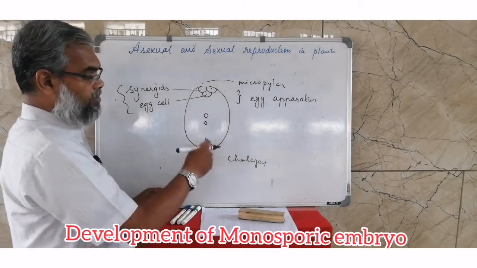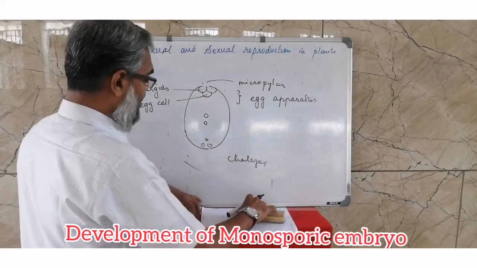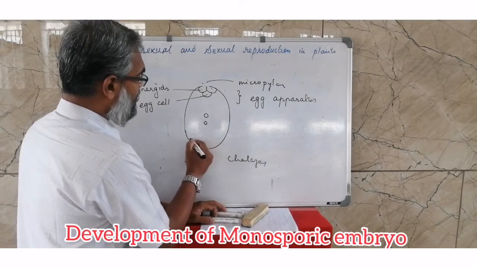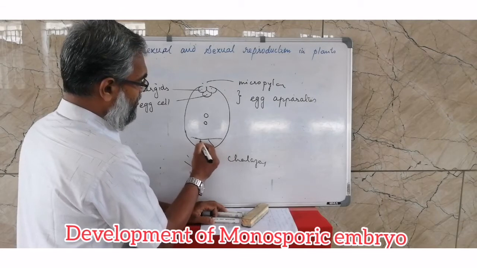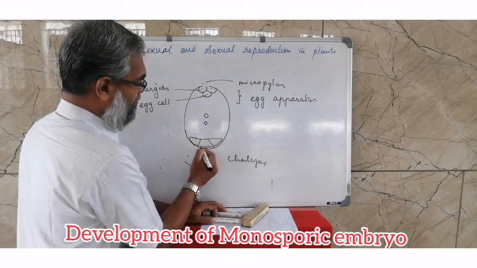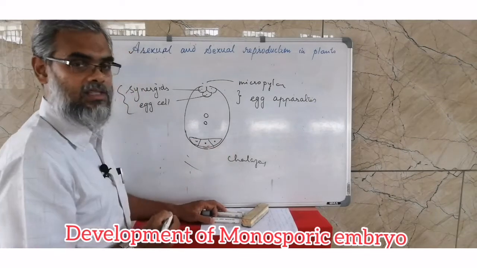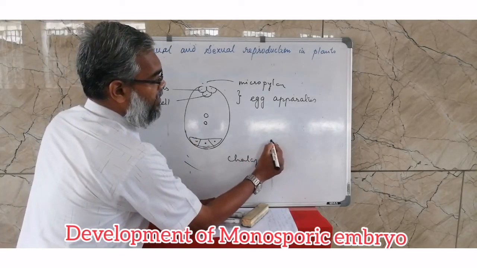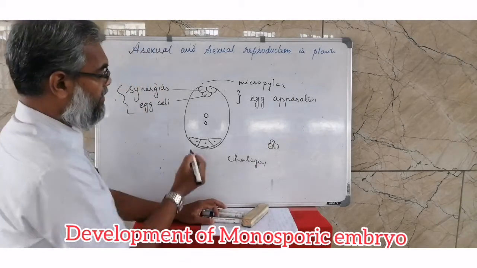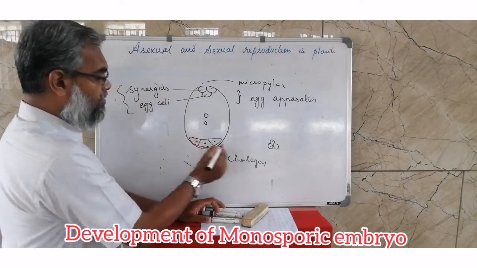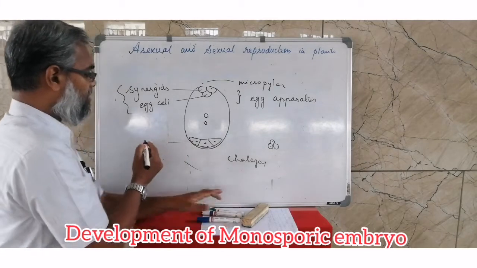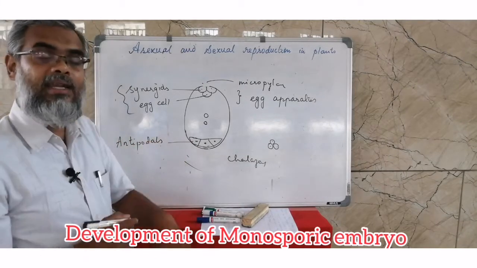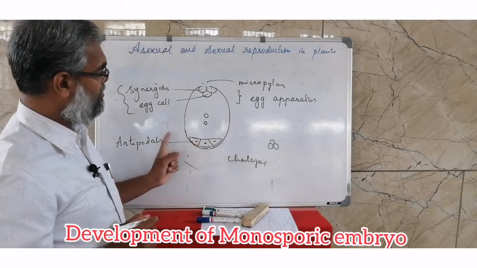Opposite to it, near the chalazal end, in the same way 3 cells will be present. In some diagrams they draw it like this, or like this, for easy understanding. But here see, three cells. These three cells are called antipodals.